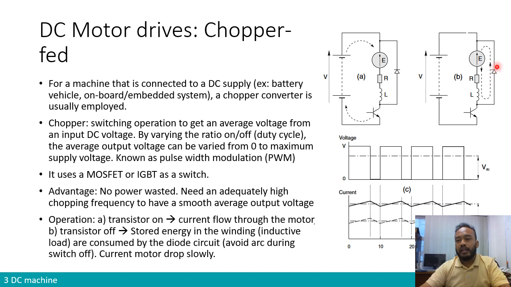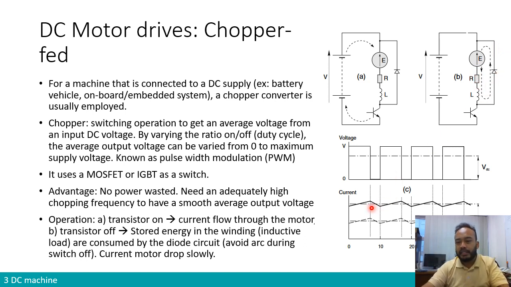Why do we call it freewheel? Because it allows the energy that is stored in the inductor of our armature winding to recirculate back and be consumed by the diode and the resistor of the armature winding itself. So the current that comes out from the inductance that has been energized will circulate back in this part of the circuit to be consumed and gradually reduced.